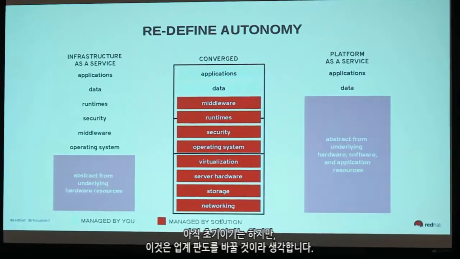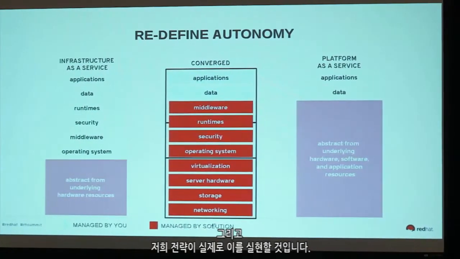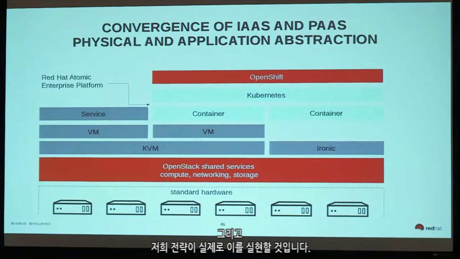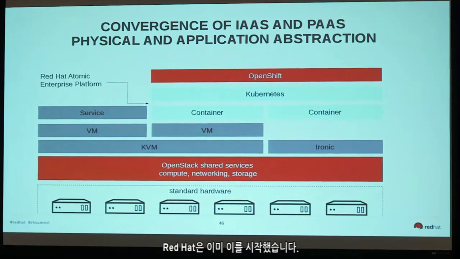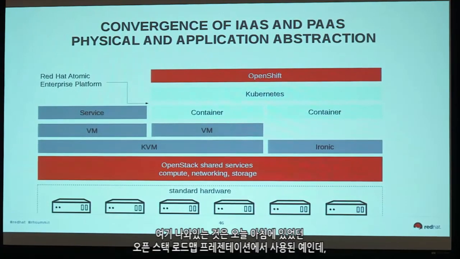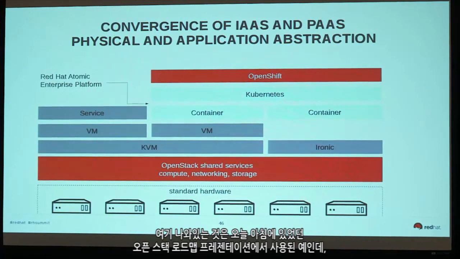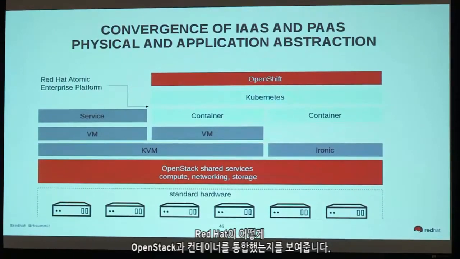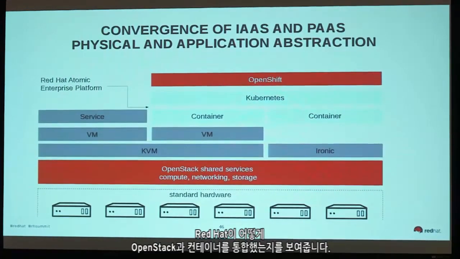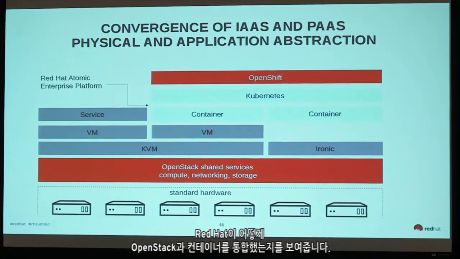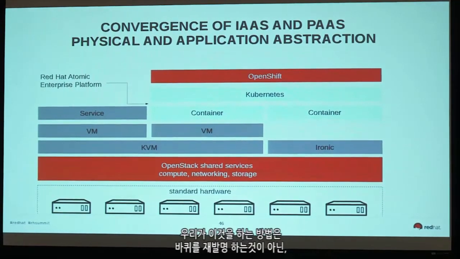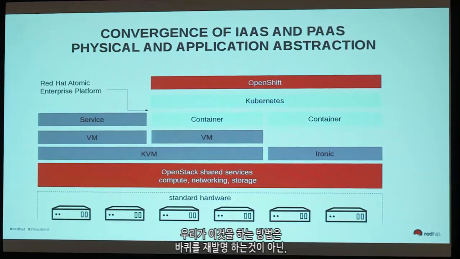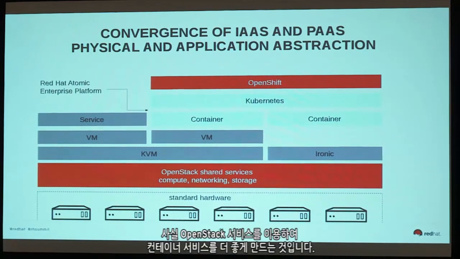We're early with this, but I think it will change the game. And our strategy is to actually make it happen. We've started doing it. Here's an example from the OpenStack roadmap presentation that I think was this morning, showing how Red Hat brings OpenStack and containers together. The way we do this is we actually use OpenStack services to make the container fabric better without reinventing the wheel.